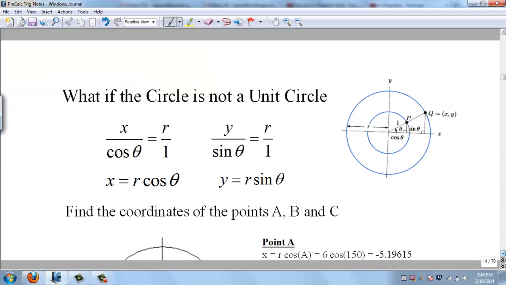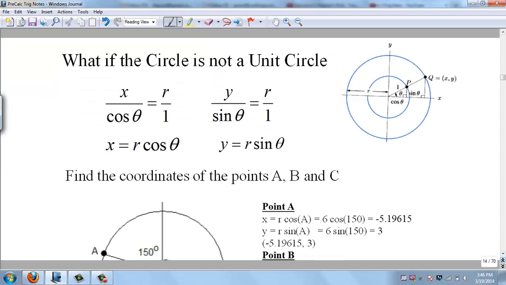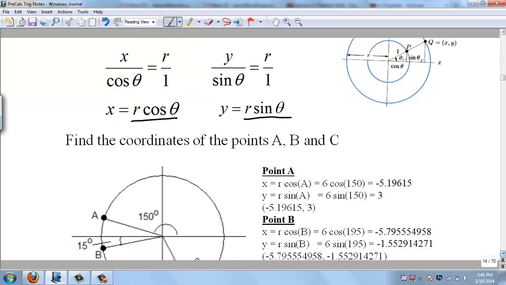All right, next. What if a circle is not a unit circle? So basically, I know the x's are my cosines, and that equals x over my radius, which is 1 over 1. If I cross multiply, I'd see that my x's are my radius times the cosine of theta, and my y's are the radius times the sine of theta. So your x's are still cosine, your y's are still sine, but you have to multiply by the radius if the radius is greater than 1.